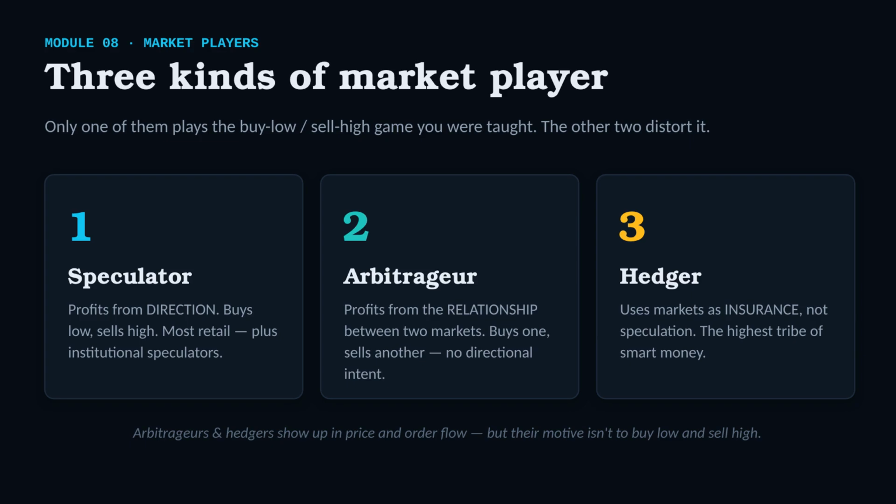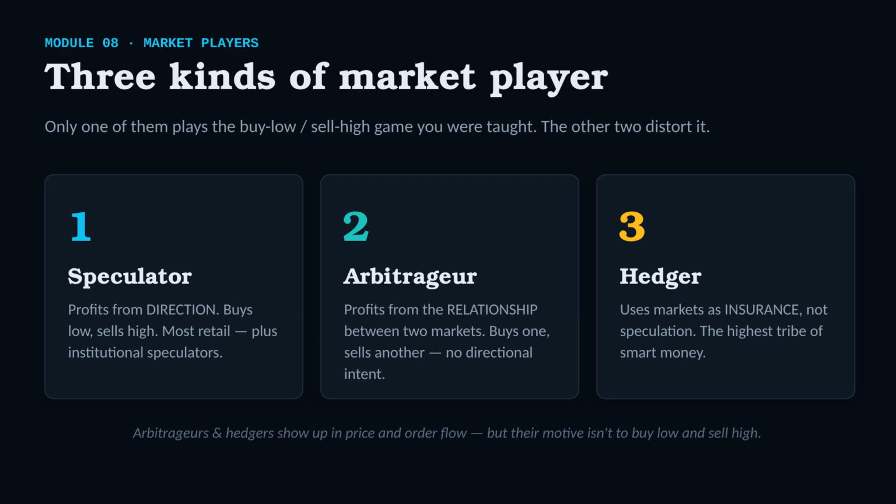There are mainly three types of market player. The speculator is the participant who aims to buy low and sell high. Most retail traders are speculators, and there are institutional speculators too. A speculator profits from the directionality of price movement.